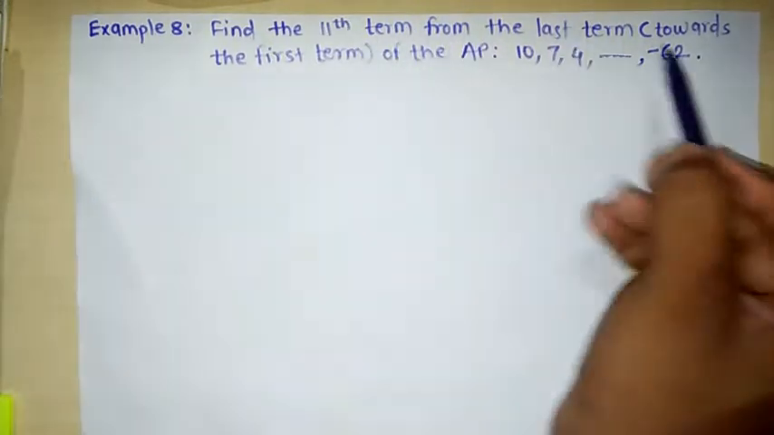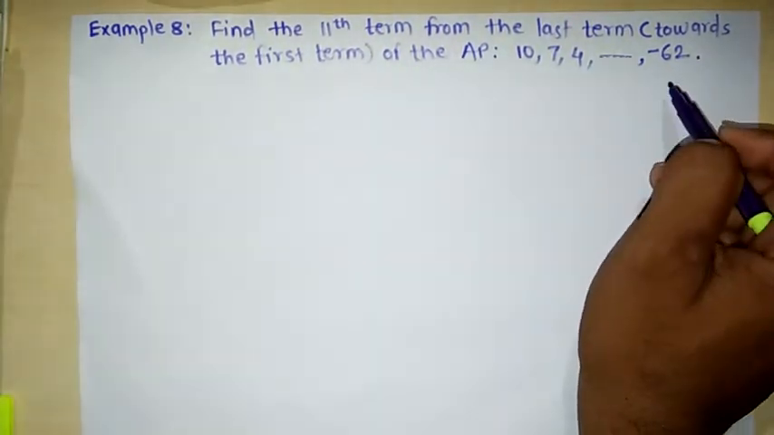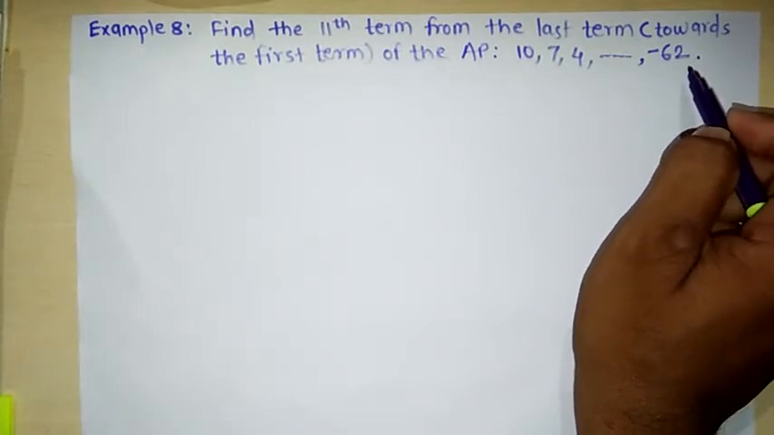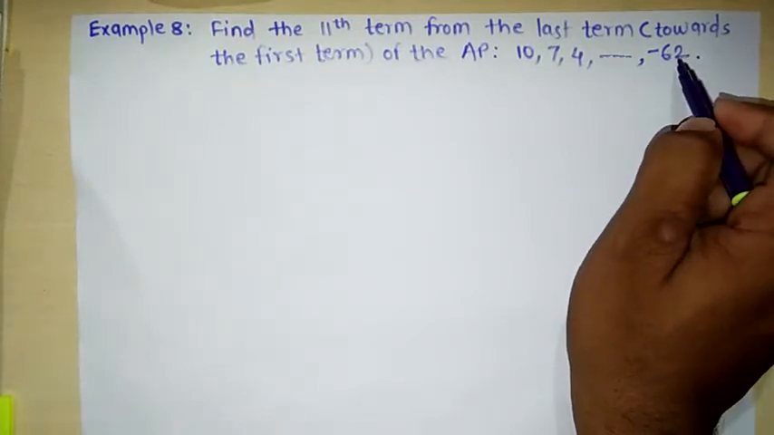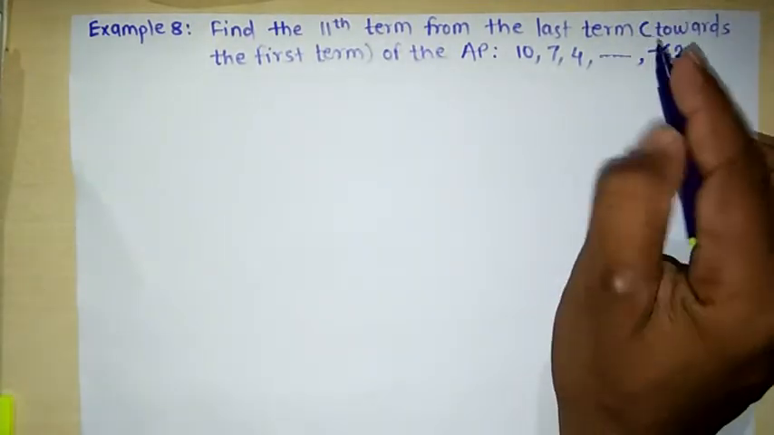We have to find the 11th term from the last, that is from here. From left to right, we have to find the 11th, right to left, we have to find the 11th term. We have to go from the last to the first, and see which 11th term comes, we have to check.